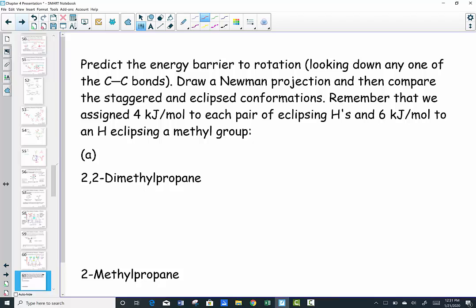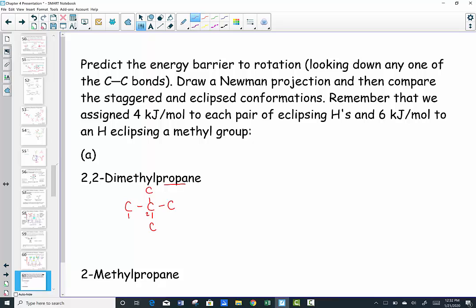Let's predict the energy barrier to rotation looking down any one of the carbon-to-carbon single bonds for the following molecules. So we're really looking at an energy analysis. We're going to draw a Newman projection and just compare staggered and eclipsed conformations. So let's take a look at the first molecule. I see the root word propane, so there's my 3 carbons. And on carbon 2, I have methyl groups. So there's 2,2-dimethylpropane. Let's examine a Newman projection staring down from carbon 1 to carbon 2.